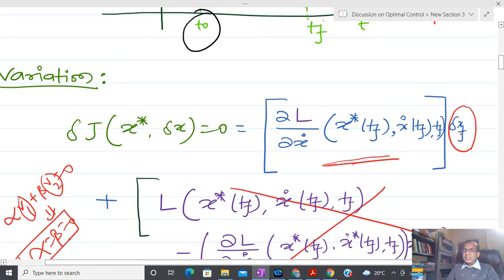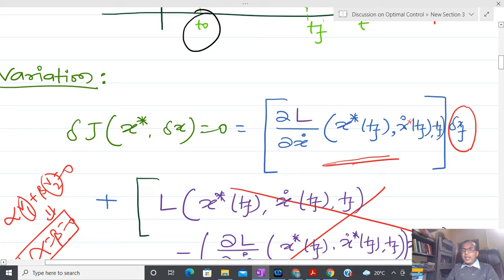The coefficient should be 0 for extremum, sir. So in the coefficient, what kind of modification comes into the picture? I want to know. That will be x star of t0, x dot star of t0. The star is here, that was missed by me, and t0 is here. That much is the only difference that comes into the picture.